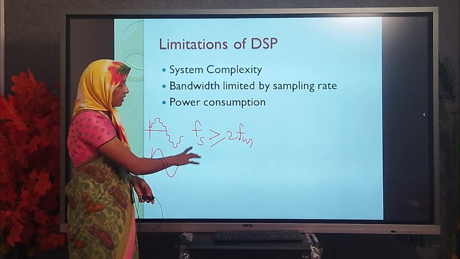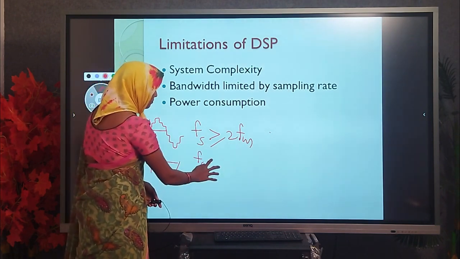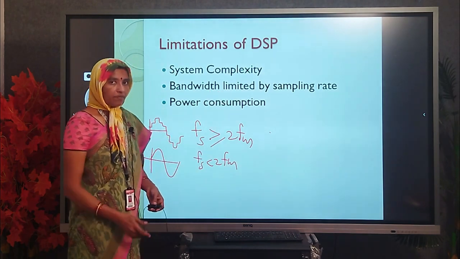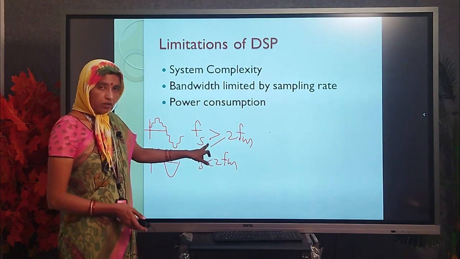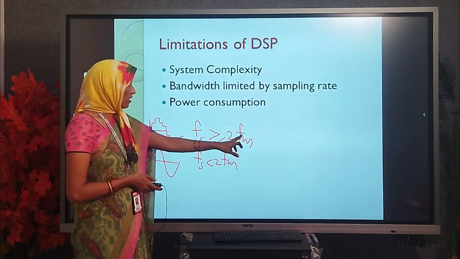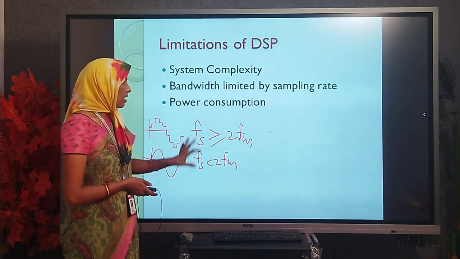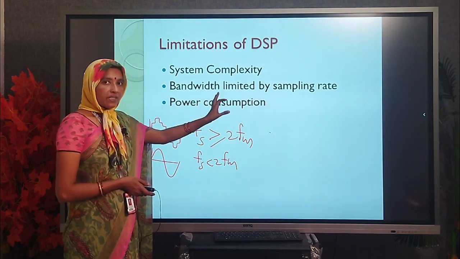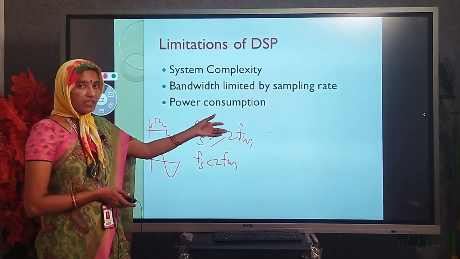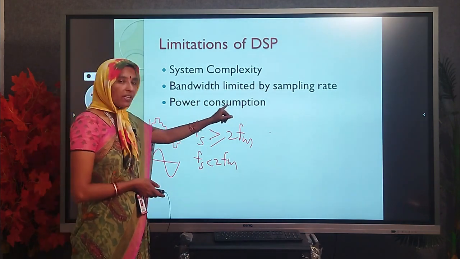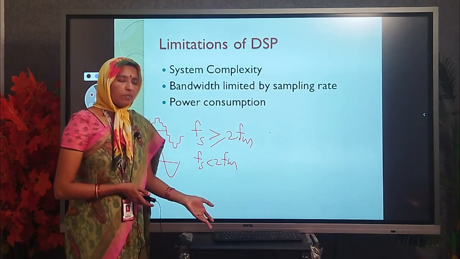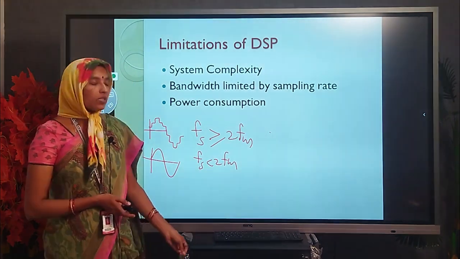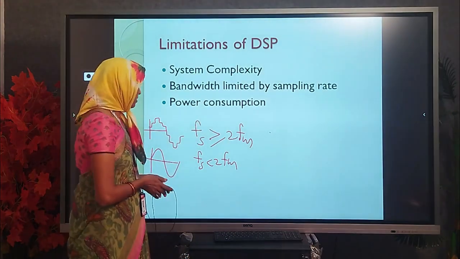If fs is less than 2fm, distortion occurs, overlapping occurs. So here we have to maintain this condition, fs greater than or equal to 2fm, and in that manner bandwidth is limited by sampling rate. And power consumption. In this processor, lakhs of transistors are used. It consumes more power. So this is one of the limitations.